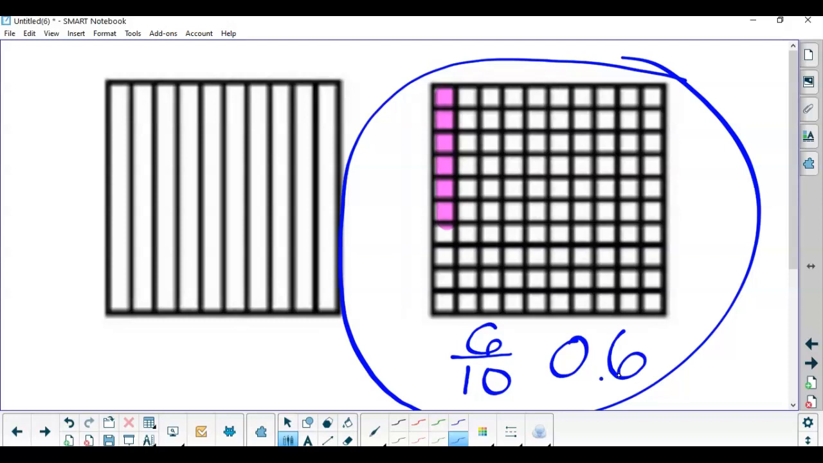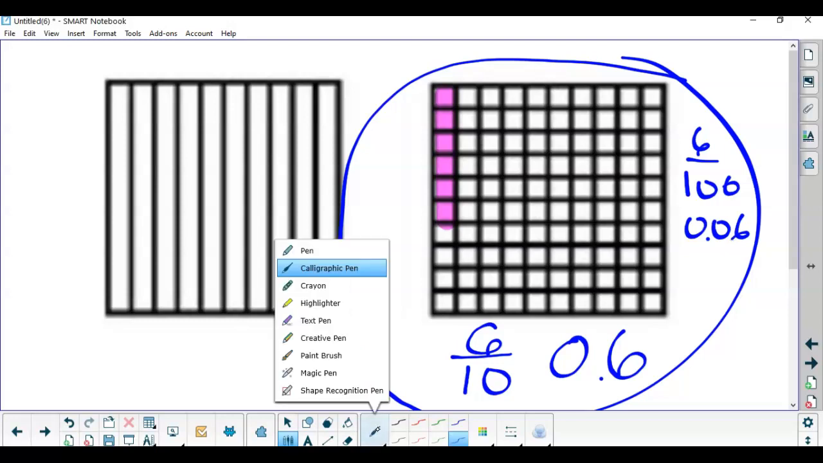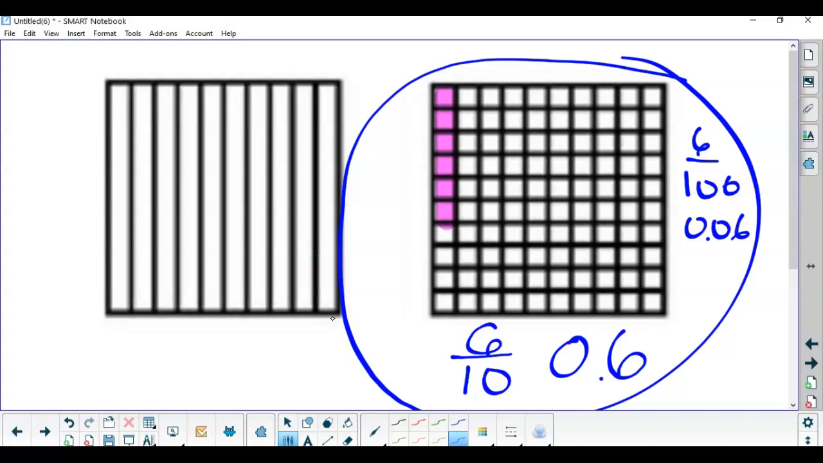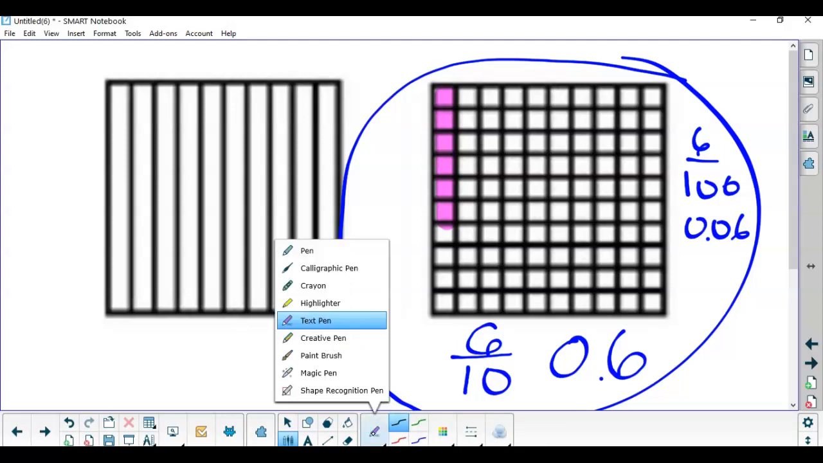But your model, now looking at that model, would you say that the purple shaded area is equal to 6 tenths? No, you would tell me if you saw that model, you would say that equals 6 hundredths. Okay, so now we have to think about what we know about this model. Well, something that I know is that each strip is equal to 1/10.